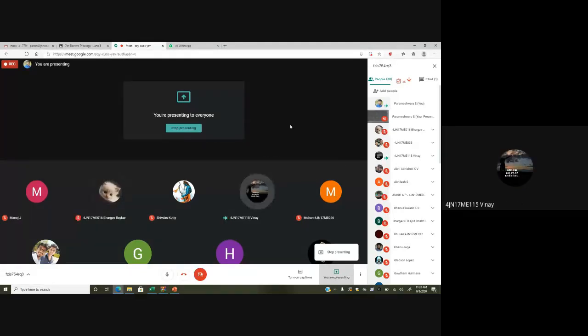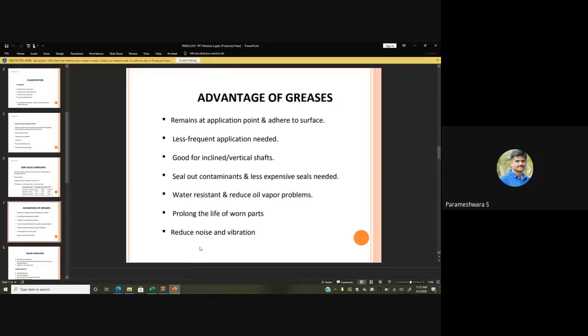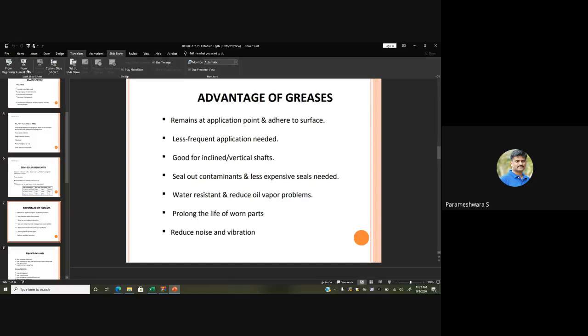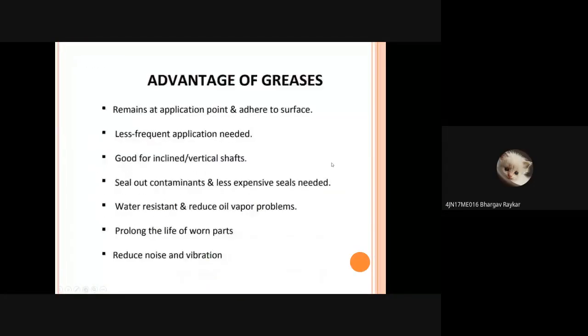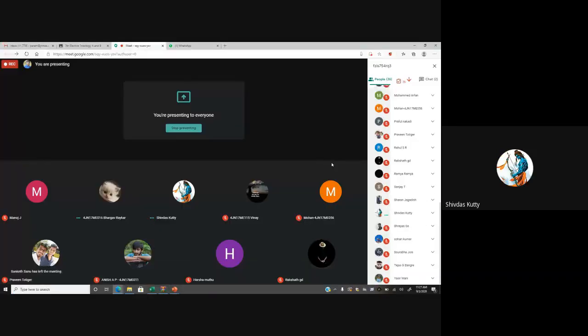Is it audible? The screen is visible? Okay. Then it's fine. Sorry, the screen. If this screen is visible, I'll go ahead with this. Okay, fine. No problem.